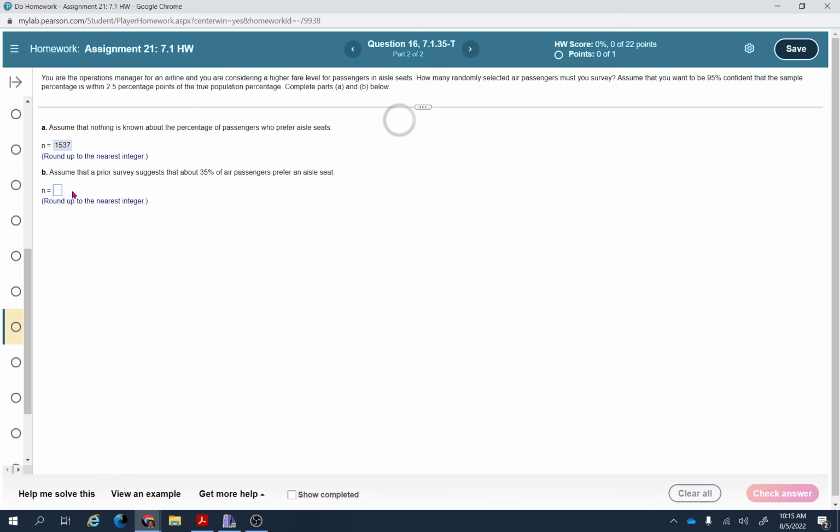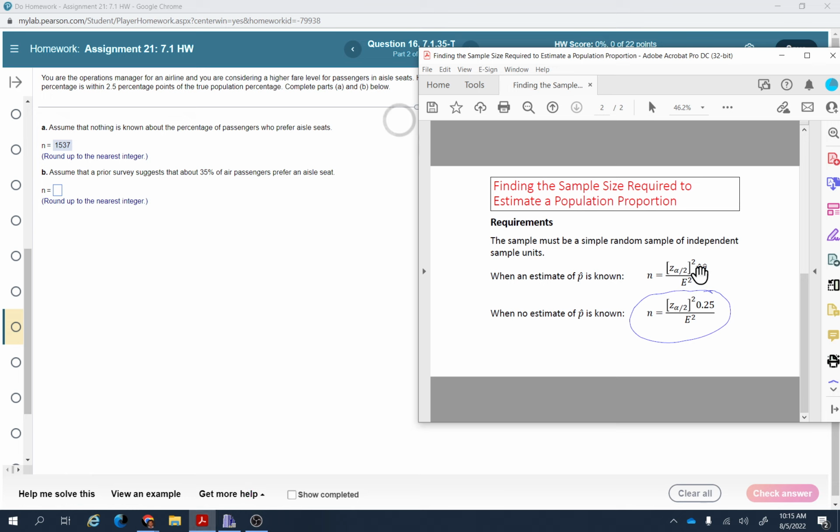Excellent. In the second case, assume that a prior survey suggests that about 35% of your passengers prefer an aisle seat. So in this case, you have to use the first formula, where p cap, as you can see, is 35%, that means 0.35, and q cap is 1 minus p cap. If p cap is 35%, then q cap is 65%. Using the very same formula, we already have a z value squared and e squared. Just multiply this by p cap and q cap instead of 0.25.